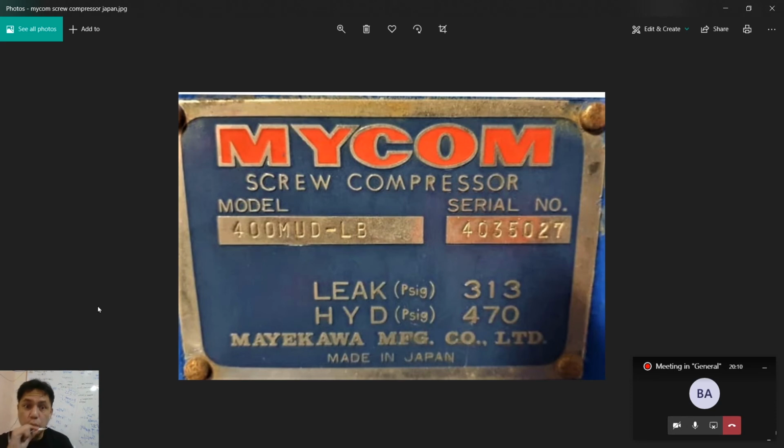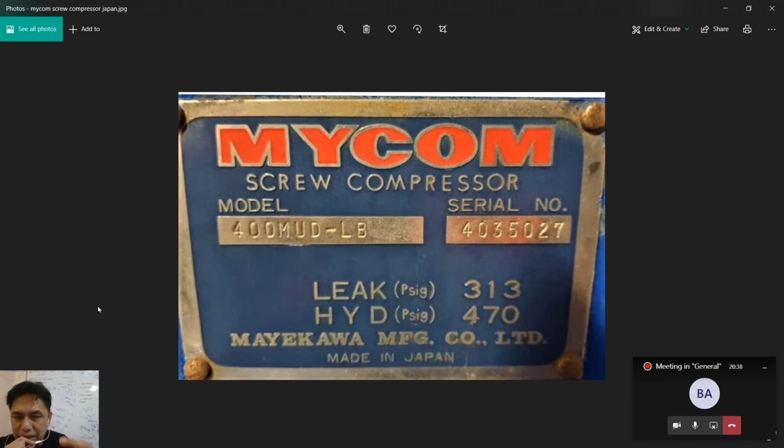Screw compressor. Screw. So my point here is this: there are different types of compressors: screw compressor, vane compressor, piston compressor. So those are the types of compressors. So as you can see from the nameplate, there is a serial number, there's a model, then the pressure is 313 PSI gauge. You know this, pounds per square inch gauge.